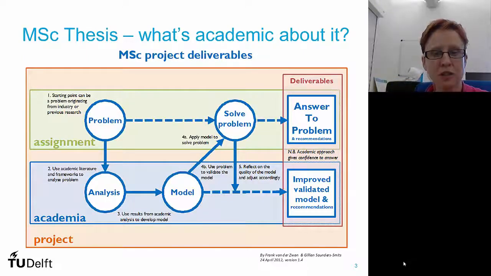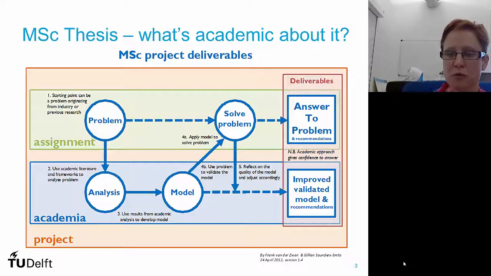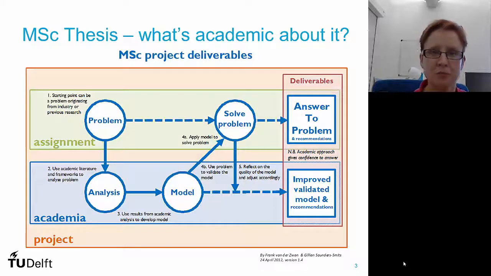So, for a master's thesis, what do you add to the body of science by making a model to which you then find an applied problem, because this is a technical university, to validate that what your model actually solves what you're looking for. And far more importantly, you have two deliverables. So whereas for a general internship you have an answer to a problem, with an academic thesis you may have an answer to a problem, but far more importantly you should also have an improved and validated model and recommendations.